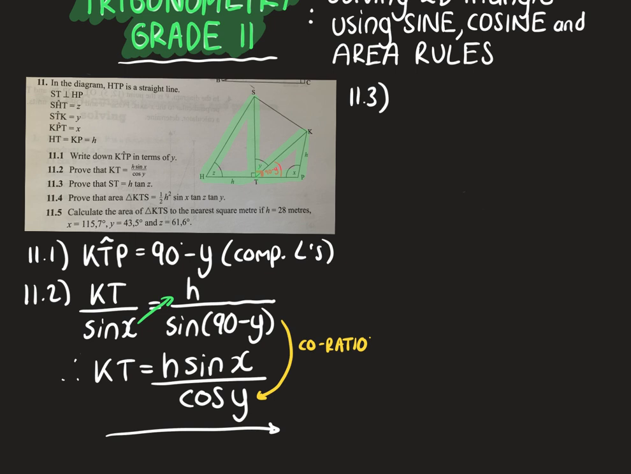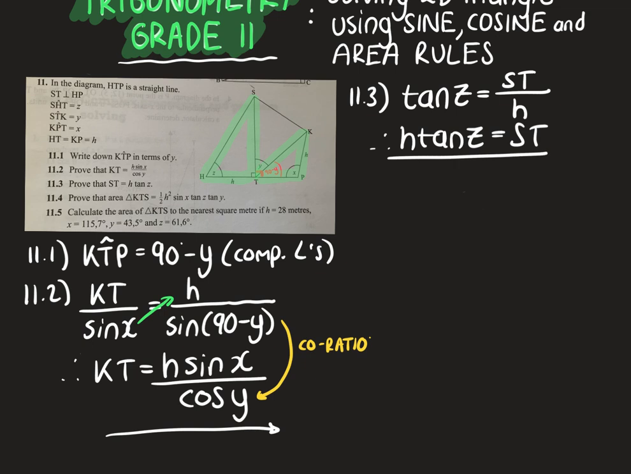So let's see what we have. We've got the angle, we're looking for this side, which is opposite the angle, and we have the adjacent. What trig function deals with opposite and adjacent? Tan. So tan of Z equals my opposite side ST over my adjacent side, which is HT. Therefore, H tan of Z equals ST. And isn't that what we wanted to solve for? Yes, it is. Fantastic.